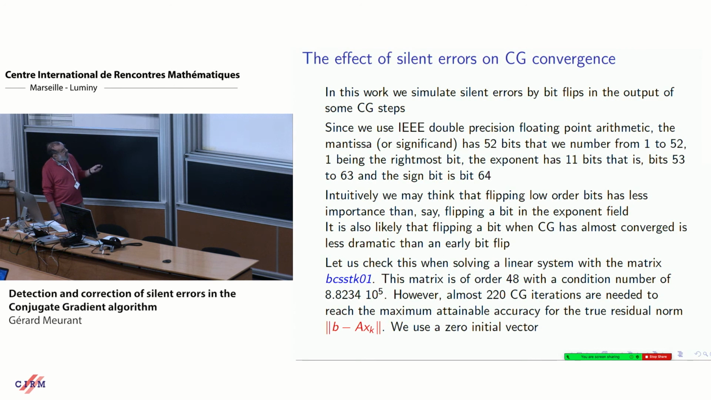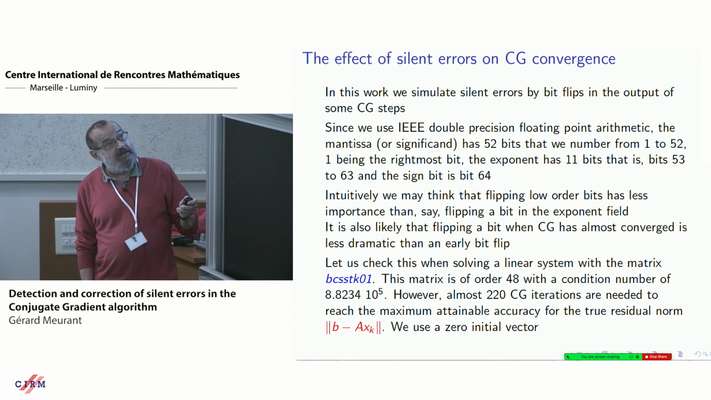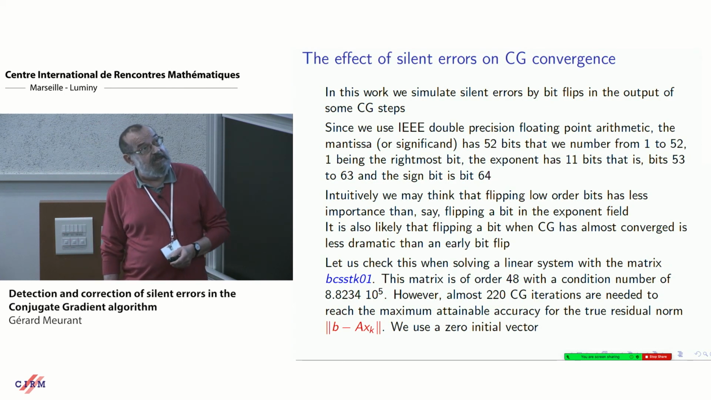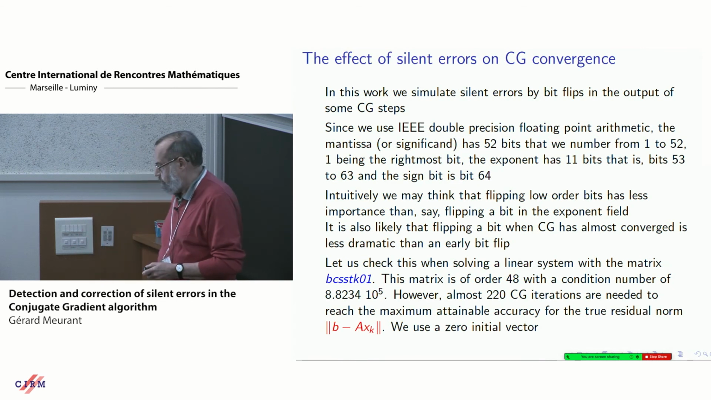I'm using IEEE double precision floating point arithmetic. So the mantissa has 52 bits that I number from 1 to 52. Bit 1 is the rightmost bit. The exponent has 11 bits, that is the bits 53 to 63. And the sign bit is bit 64.